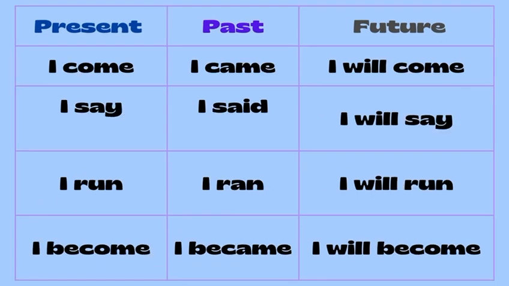We use I come for present tense, I came for the past tense and I will come for the future tense. I say for present tense, I said for the past tense and I will say for the future tense. Likewise, I run for present tense, I ran for the past tense and I will run for the future tense is used. And we use I become for the present tense, I became for the past tense and I will become for the future tense.